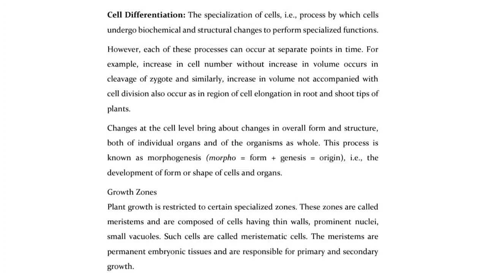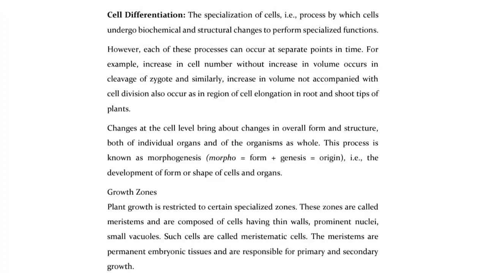Changes at the cell level bring about changes in overall form and structure, both of individual organs and of the organism as a whole. This process is known as morphogenesis. Morpho equals form, genesis equals origin, i.e., the development of form or shape of cells and organs.